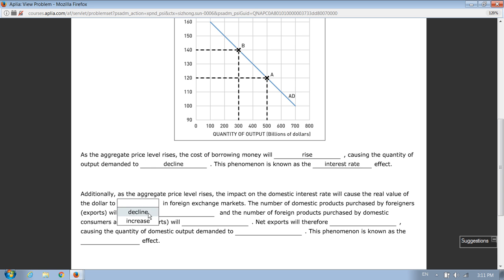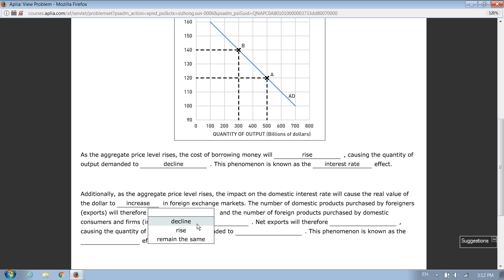Additionally, when the aggregate price level rises, the impact on the domestic interest rate will cause the real value of the dollar to appreciate, to increase in the foreign exchange market. So now the Australian interest rate goes up, so investing in Australia becomes more attractive. So people will sell US dollars and buy Australian dollars. Demand for the Australian dollar goes up. The value of the Australian dollar goes up. The Australian dollar appreciates.